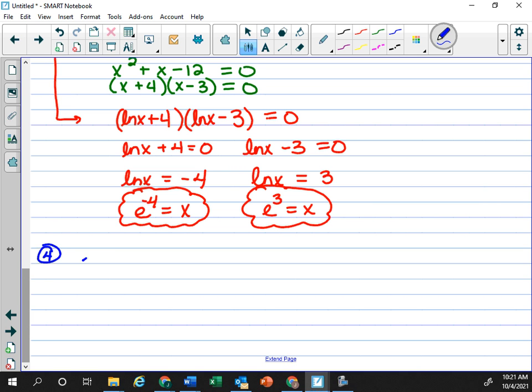All right, let's do e to the 2x minus e to the x minus 6 equals 0.